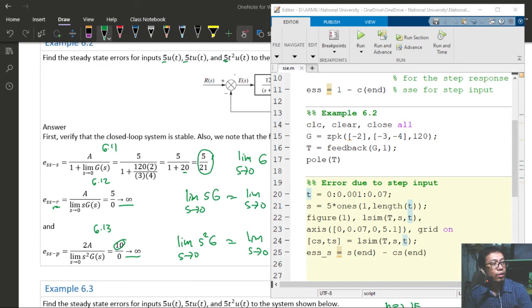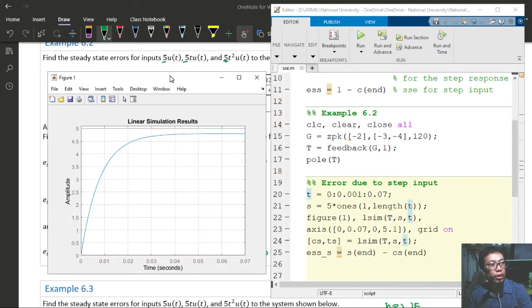So this is now the resulting plot. Okay, this would now be your resulting plot. Makikita nyo na ang final value kasi ng signal nyo ay 5, kasi 5u(t) nga. So yung amplitude ng step signal nyo ay 5. Tapos, ito yung magiging final value ng response nyo.